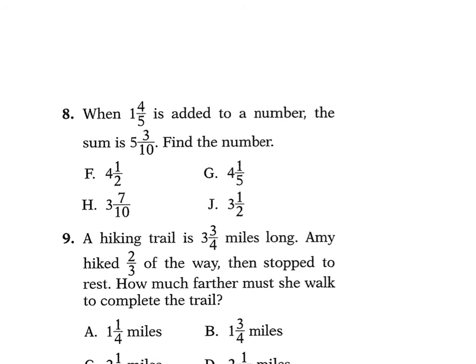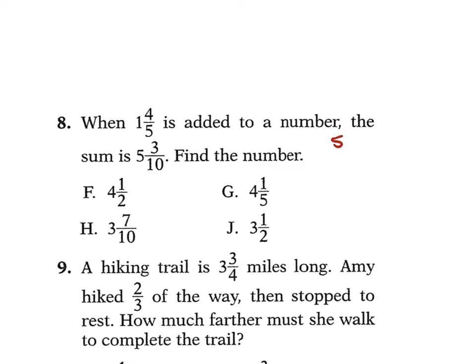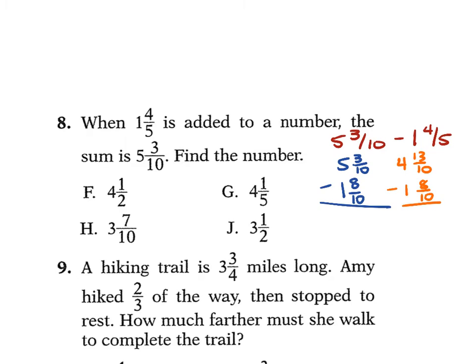For 8, it asks, when 1 and 4 fifths is added to a number, the sum is 5 and 3 tenths. Find the number. So we're just subtracting these two. So we have 5 and 3 tenths minus 1 and 4 fifths. In order to subtract these, we have to have like denominators. So this is going to become 5 and 3 tenths minus 1 and 8 tenths. You cannot take 8 from 3. So we're going to change this again to become 4 and 13 over 10 minus 1 and 8 tenths. So 13 minus 8 gives us 5 over 10, which is going to be 1 half. And then the 4 minus 1 is 3. So it's 3 and 1 half. So J is your answer for that one.